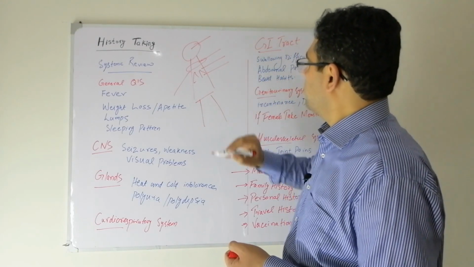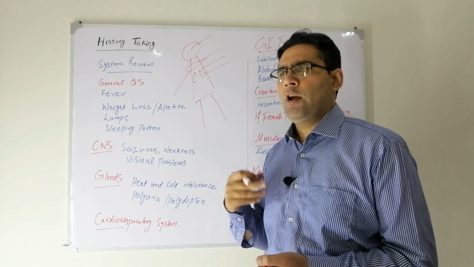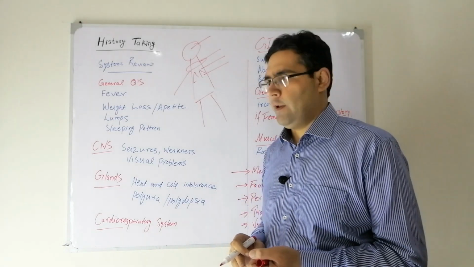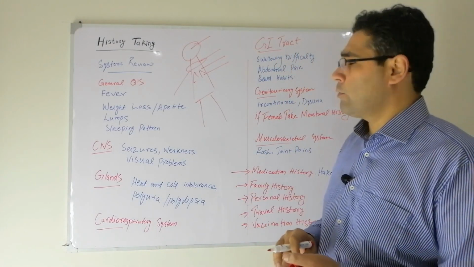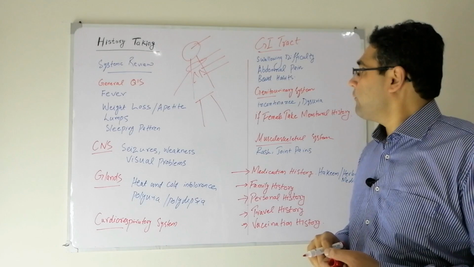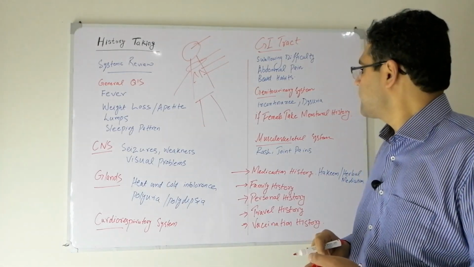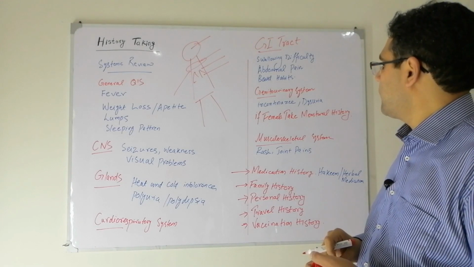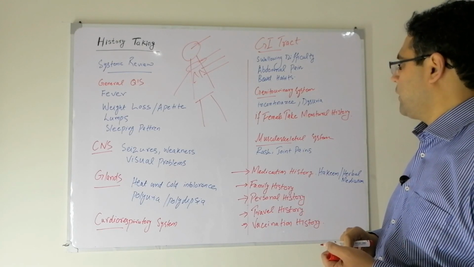Ask about any history of shortness of breath and chest pain, or do you have cough? That is enough. Then move to the GIT tract. Ask about any swelling, difficulties, abdominal pain, and ask about bowel habits. Then comes the genitourinary system. Ask about incontinence of urine or dysuria.